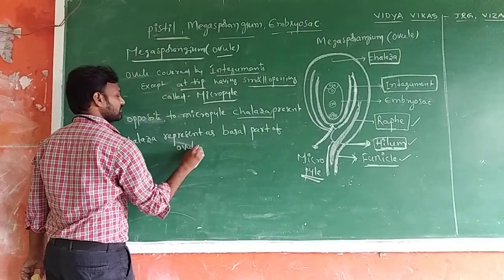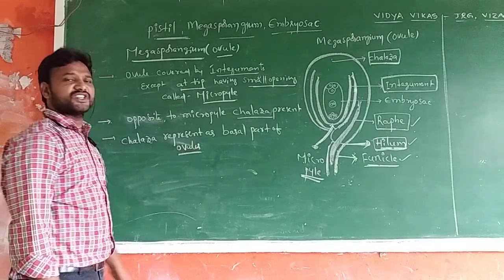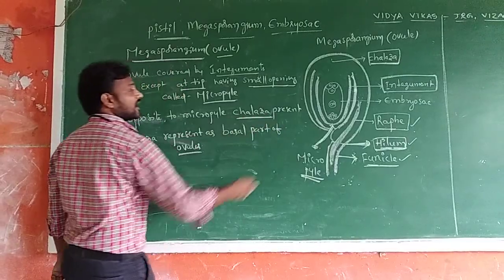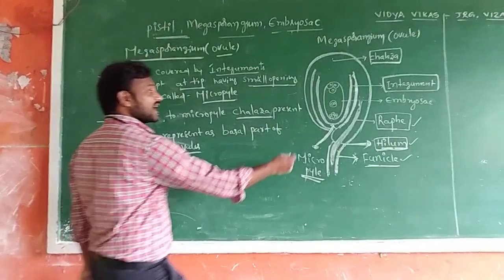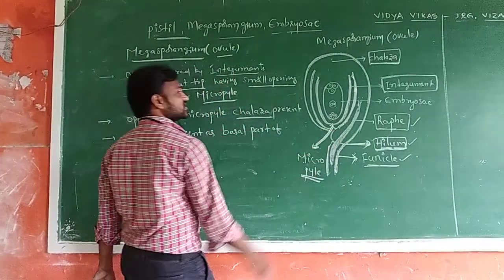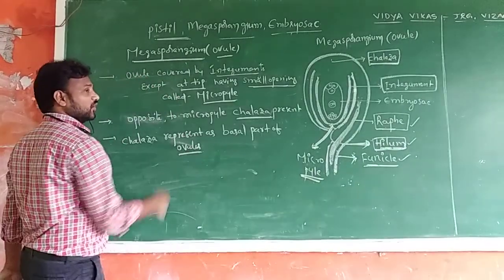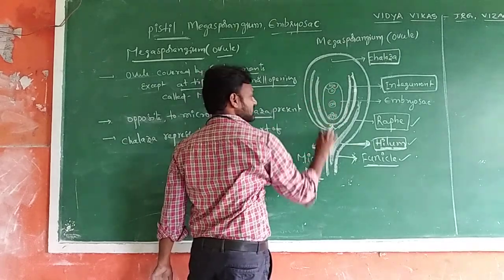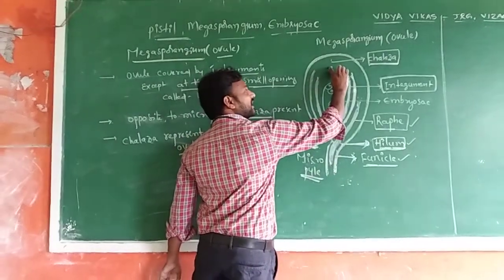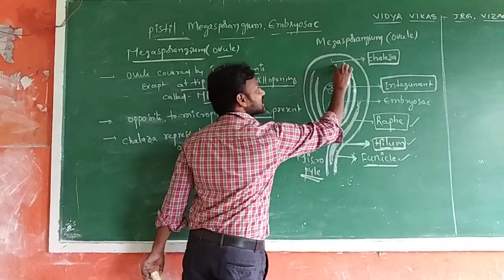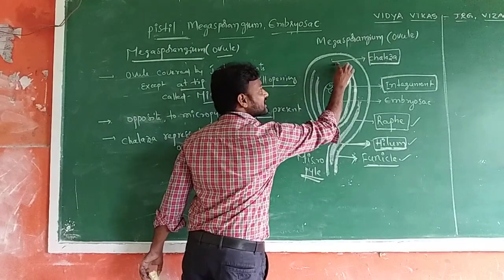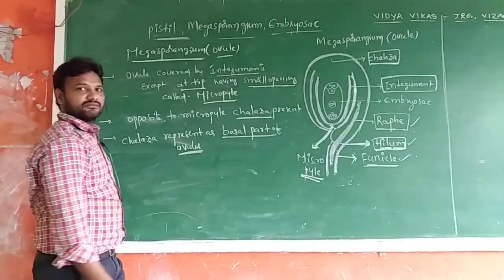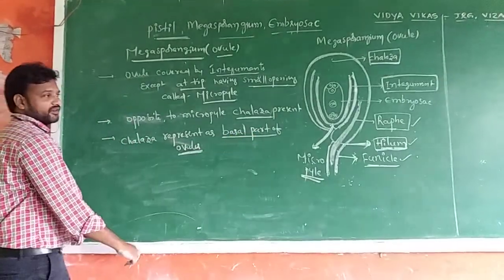My question is, which is the basal part of the ovule? That is chalaza. Chalaza is the basal part of the ovule, opposite to micropyle. This is micropyle. Opposite to micropyle, chalaza is present. Chalaza is also called the basal part of the ovule.